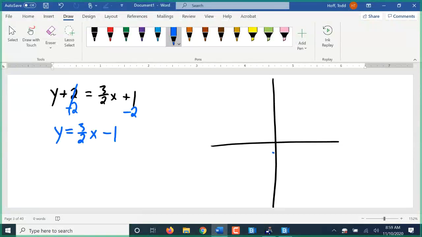Now I start out here at negative 1. That's my first point. Then I have my slope of 3 over 2, so I'm going to rise 3 and run 2. There's my second point. And draw my line through those points.